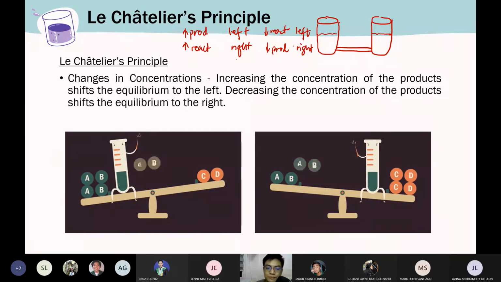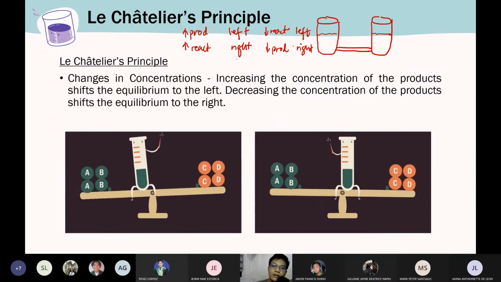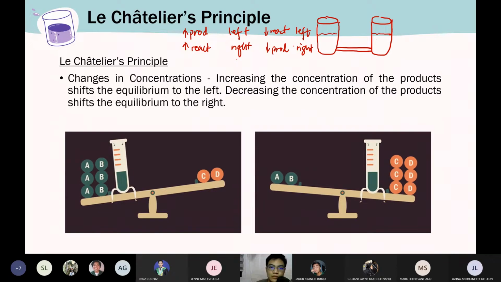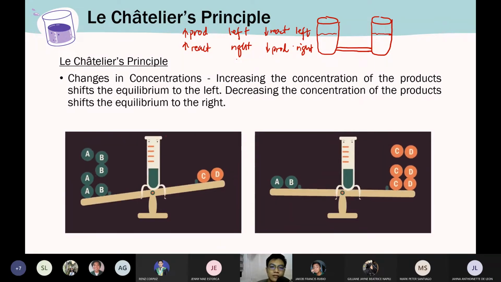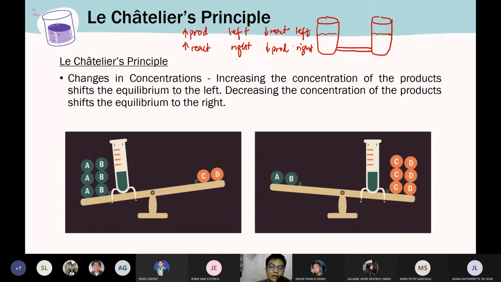So, in summary, adding concentration to one side of the reaction pushes the overall reaction to the opposite direction. Pag nagdagdag ka sa left, papunta sa right yung reaction. Pag nagdagdag ka sa right, papunta sa left yung reaction. Okay? And pag nagbawas ka, ganun din. Ay, sorry. Pag nagbawas ka, kung saan ka nagbawas, doon mapupunta yung reaction. So, nagbawas ka ng reactant, to the left yung reaction. Nagbawas ka ng product, to the right yung reaction. Okay? So, yan.